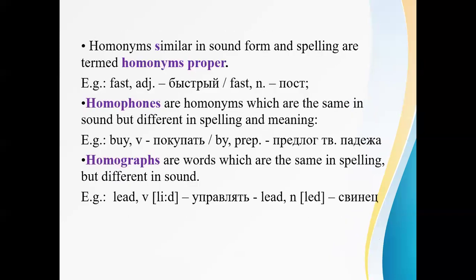Homonyms similar in sound, form, and spelling are termed homonyms proper. For example, fast, adjective, and fast, noun. Homophones are homonyms which are the same in sound but different in spelling and meaning. For example, buy, verb, and by, preposition.